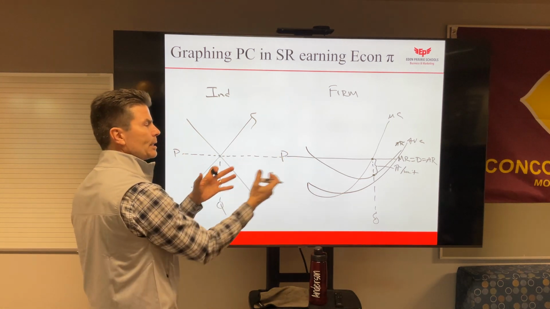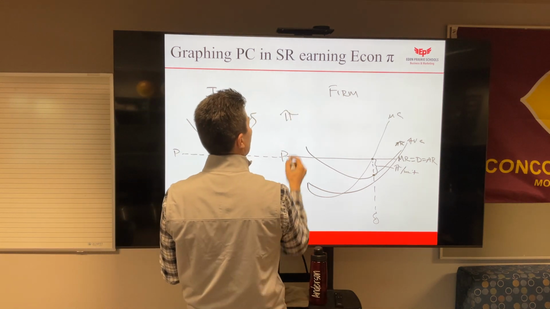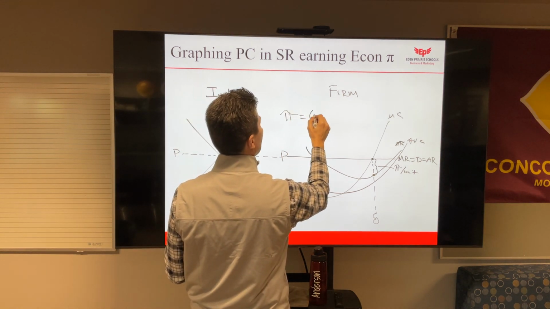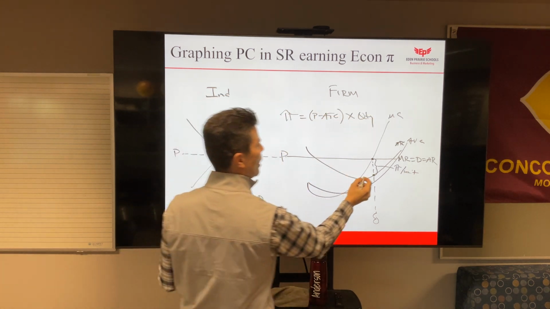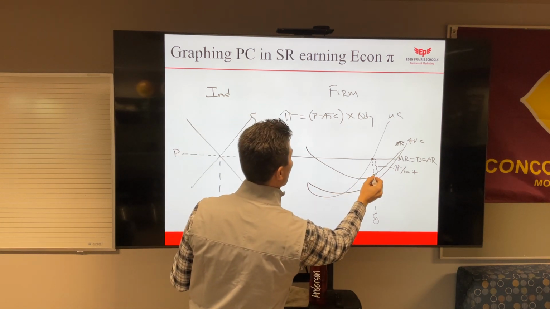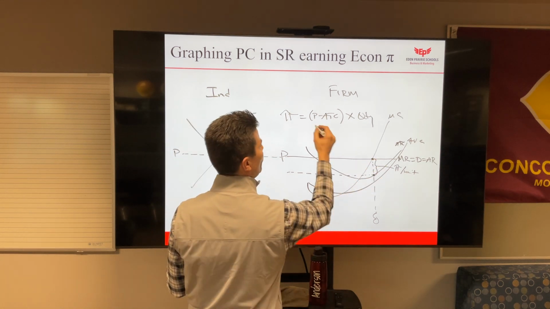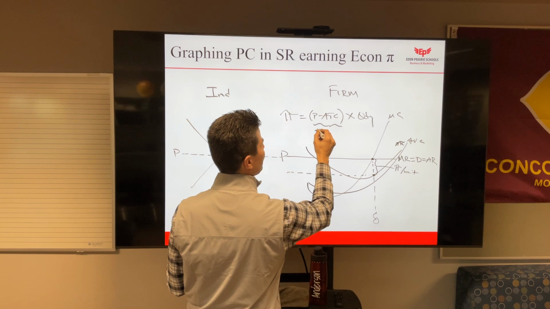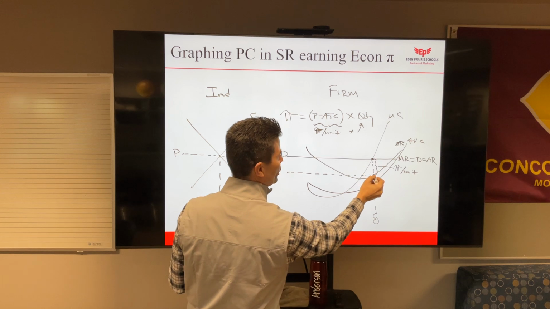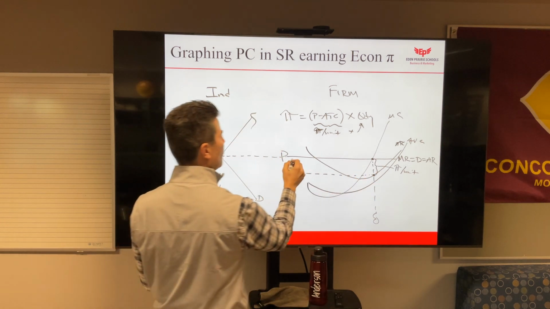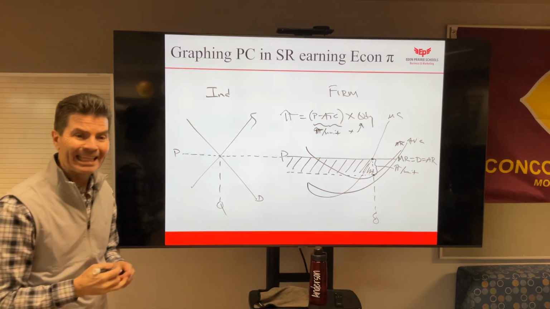Now I have to find out what my overall profit is. Well, overall profit is your price minus ATC times quantity. So once you're here, I have to go dot, dot, dot, dot, dot, dot, dot. That is my profit per unit, which is this. This is my profit per unit times quantity. Profit per unit times quantity. And then you're going to be asked many times to shade it in.